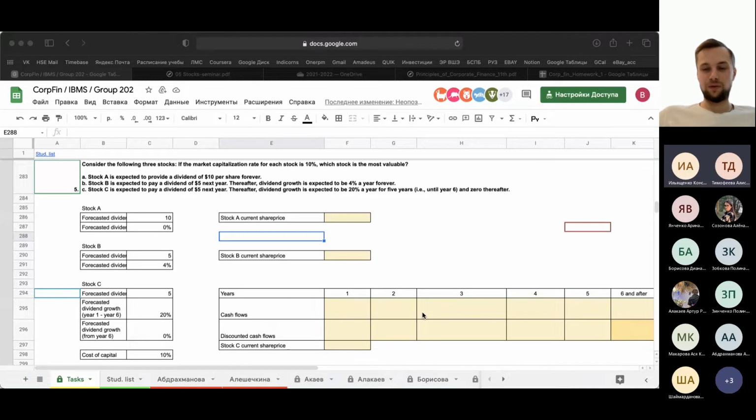So again, guys, we have growth of 20% from year 1 to year 6. So every year the dividend will be growing. The dividend for the second year will be 20% higher than the dividend for the first year, right? And so on until year 6. After year 6, all the dividends will be equal to each other.